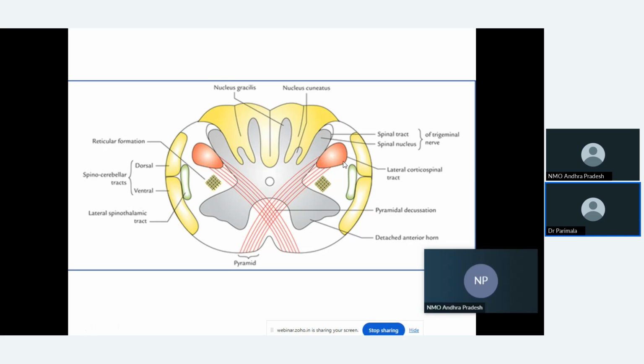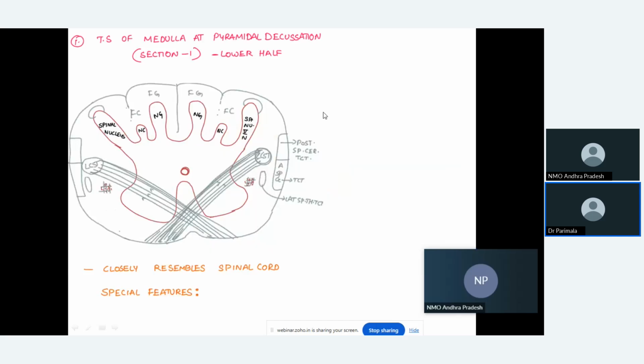So these are the two major things that you have to remember while writing the section at the level of pyramidal decussation, which is a very, very important section. Now this is a hand-drawn diagram which will help you to draw. That's why I have drawn it here.